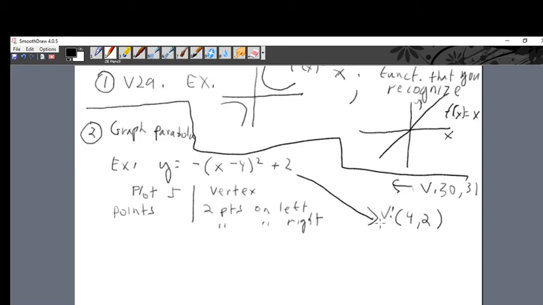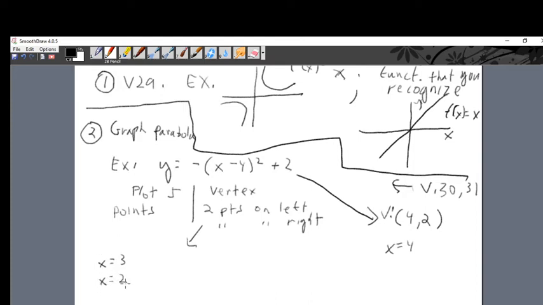Now, they want points to the left of that. So what does x equal on the vertex? X equals 4. So the 2 points to its left, which is left on the number line, meaning lower. So they want x equals 3, and they want x equals 2.